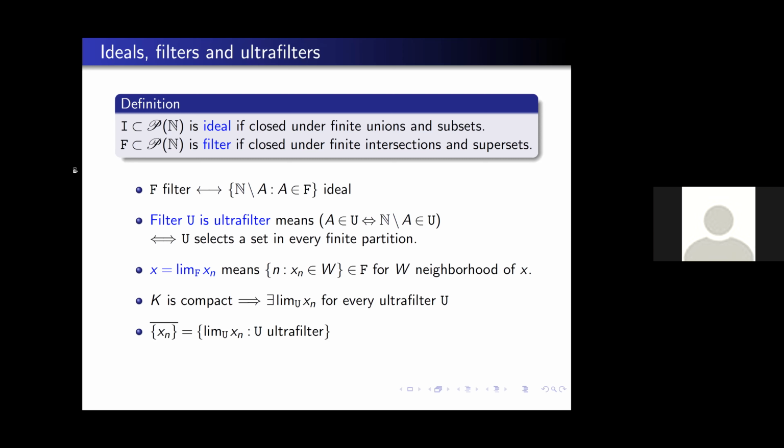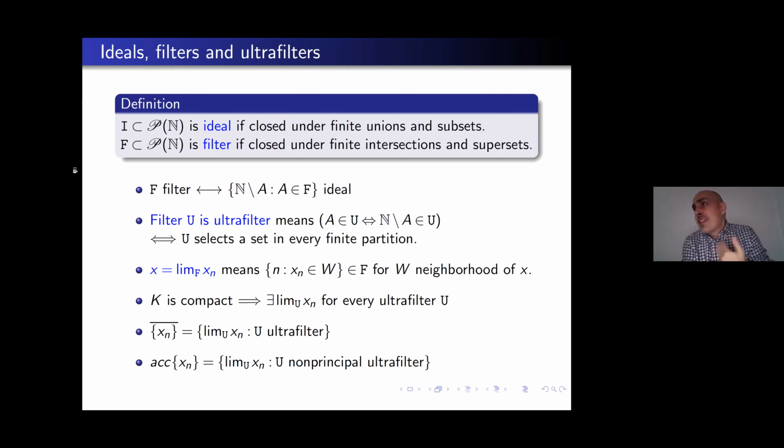And finally, if instead of talking about the closure, I talk about the cluster points, the accumulation points, then these are the limits of the sequence through the non-principal ultrafilters. Because if you think of it, the limit through a principal ultrafilter, the limit of x_n through the ultrafilter U_k, is just the term x_k. It's just picking the corresponding element. So the non-principal ultrafilters give the elements of the closure that are not in the closure for trivial reasons, that are not part of the sequence.